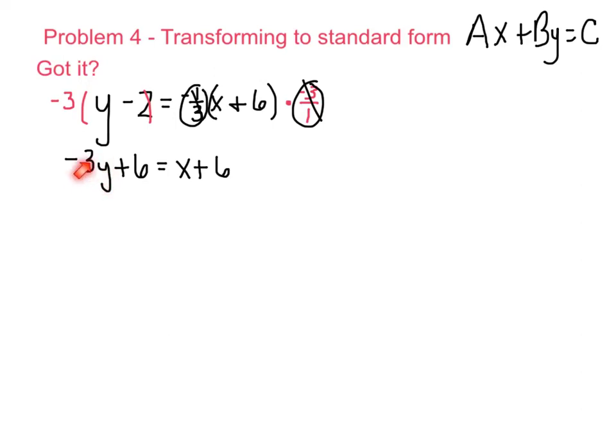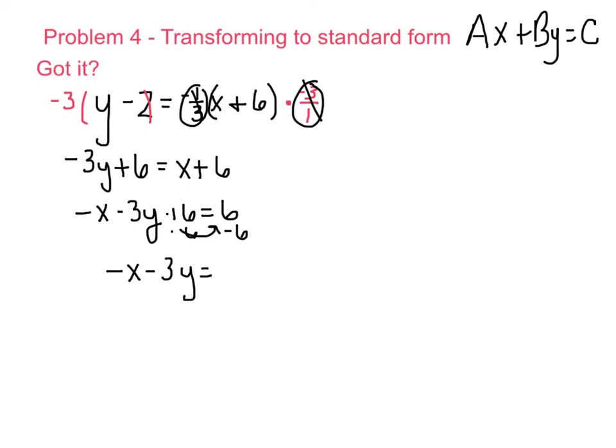Notice the y is already here. So I'm going to just move the x over to the left side, which gives me -x minus 3y plus 6 equals 6. I now want to subtract the 6 to move it over to this side. If I subtract 6, you are going to get -x minus 3y equals 0. And there is your equation in standard form.